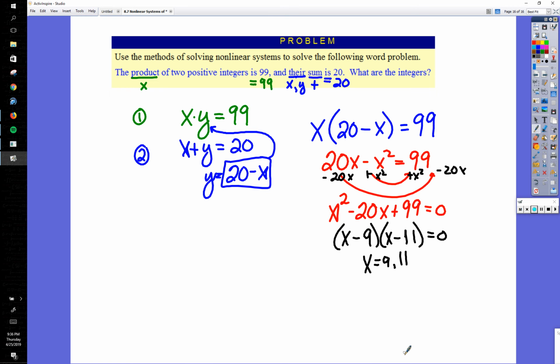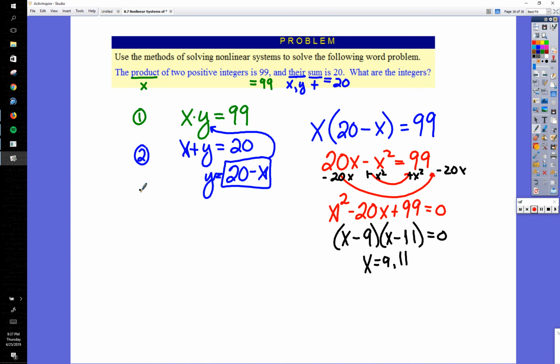And now our job is to figure out what the y values are, because it says what are the integers on a problem like this one. And actually, we just found the two integers, to be honest with you, because x and y are going to be the same values for both. It could go either way because we don't know which one. x is arbitrary, y is arbitrary.